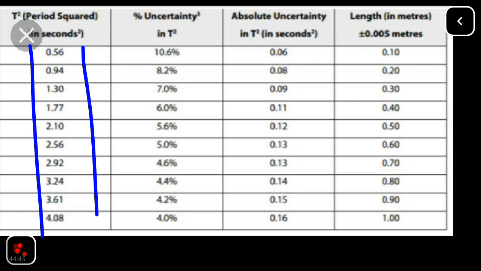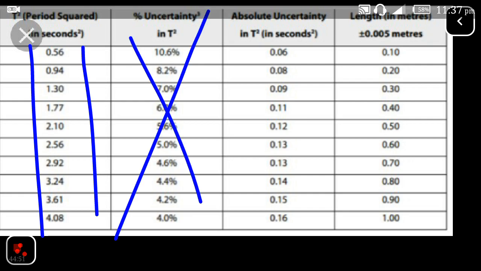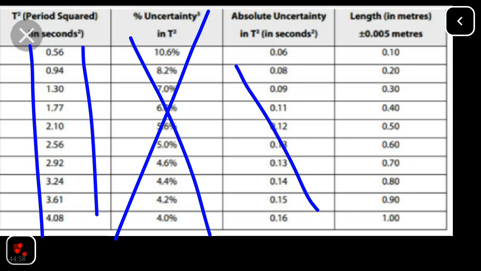This uncertainty about your error or anything like that, but we don't need it here, right? This level, we don't really need it. And again, this is your absolute uncertainty. Again, we don't need this one. And now the length in meter.